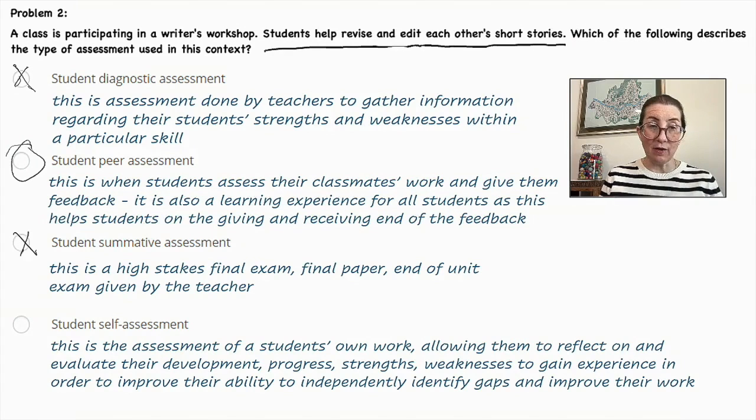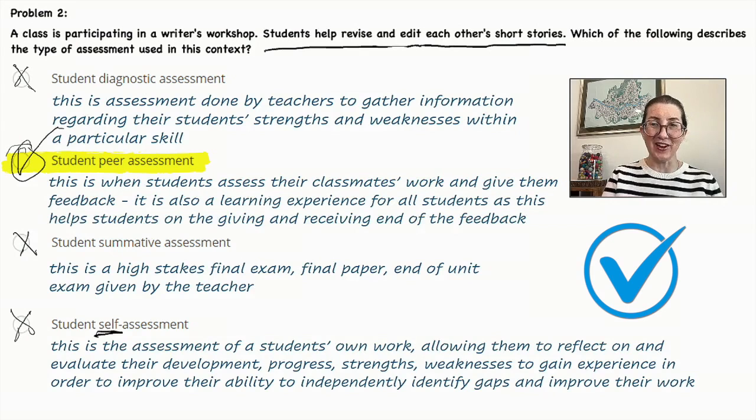And student self-assessment. This is assessment of a student's own work, allowing them to reflect on and evaluate their development, progress, strengths, weaknesses, to gain experience in order to improve their ability to independently identify gaps and improve their own work. So self-assessment is not helping the other students in the class. So we can eliminate that, and student peer assessment is in fact the correct answer here.